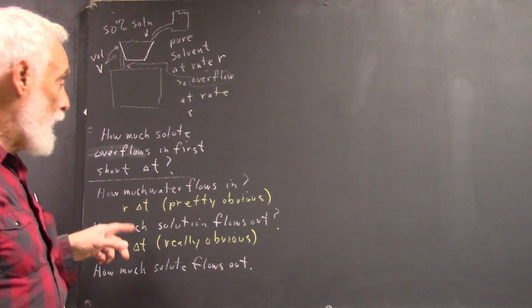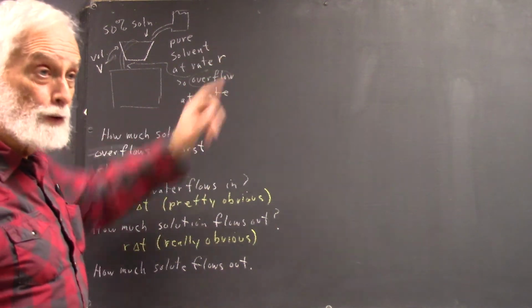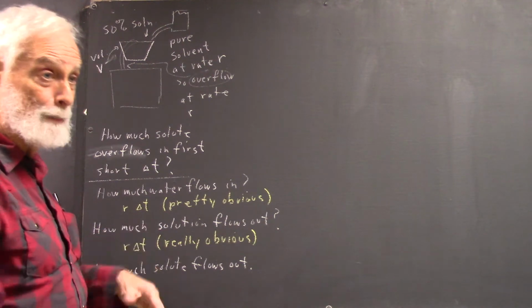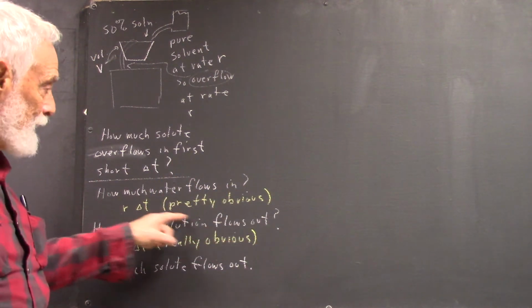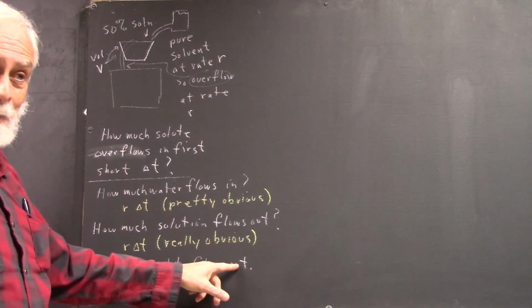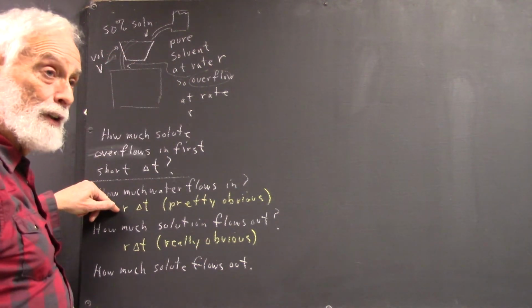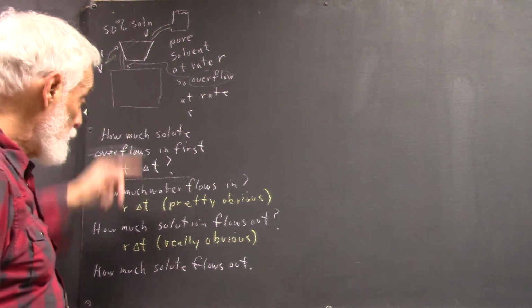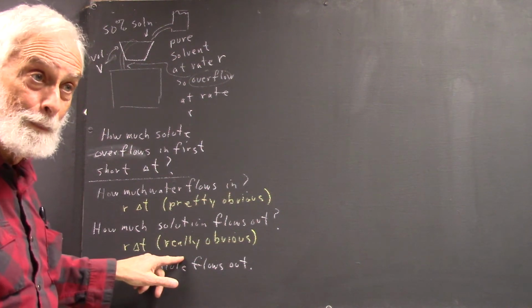Okay, so it's pretty obviously the rate times the time interval, because the rate tells you how much per unit of time, and you multiply that by the time interval. And you know, people had that written down, okay? So that, I regard as pretty obvious, and this one really obvious because the rate flowing out is the same as the rate flowing in, so the amount of pure solvent that flows in is equal to the amount of mixed solution that flows out.